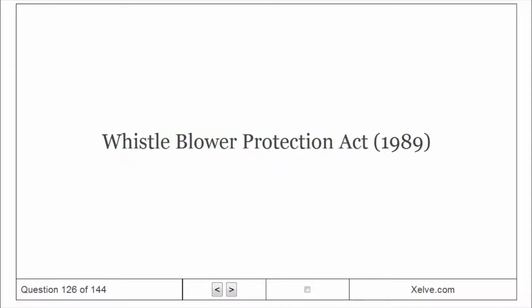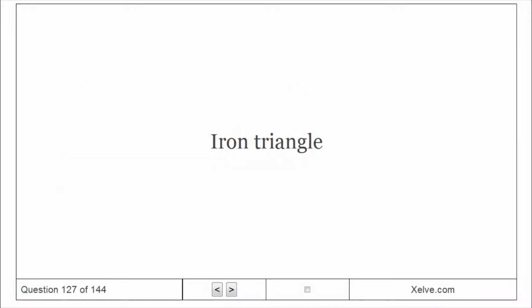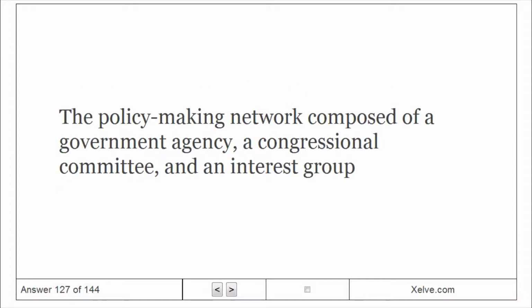Whistleblower Protection Act created an Office of Special Counsel to investigate complaints from bureaucrats claiming they were punished after reporting to Congress about waste, fraud, or abuse in their agencies. Iron Triangle. The policy-making network composed of a government agency, a congressional committee, and an interest group.